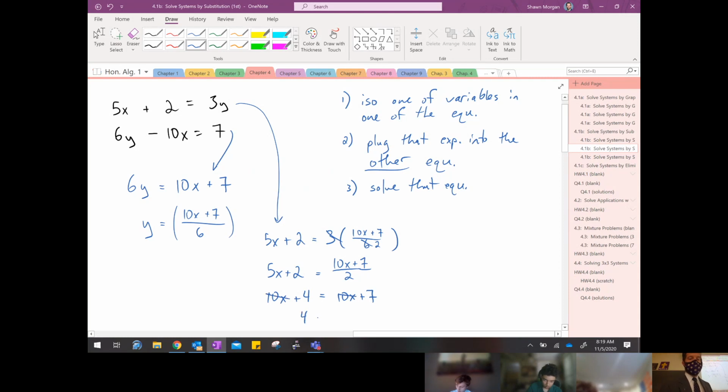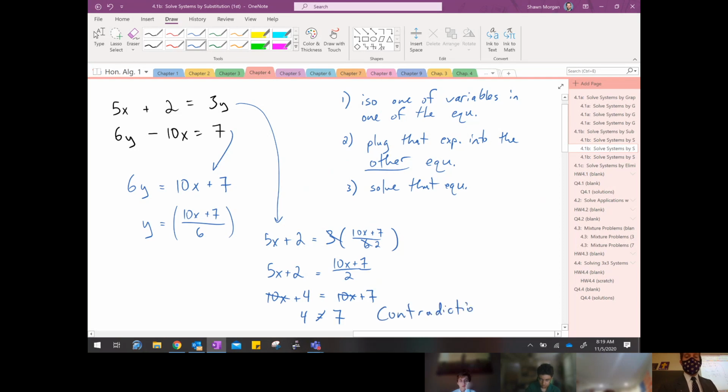And I wind up with 4 equals 7. Now, what do you think about 4 equals 7? That's not true. That's nonsense. So what we have done is we've run into what's called a contradiction. This is called a contradiction.